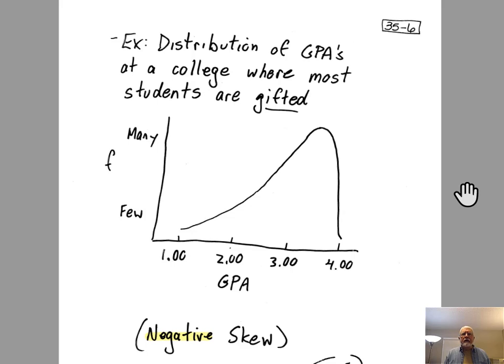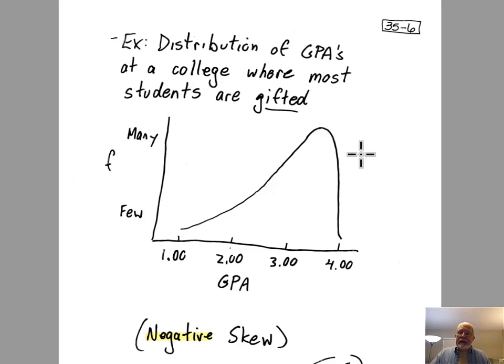You assess the grade point averages. You plotted the frequencies of the grade point averages. This is what you got. Distribution of grade point averages where most people are gifted. If they're gifted, if they have high levels of academic ability, most of them should have relatively high grade point averages, 3.5, 3.7, 4.0. Notice their scores are bunched together here where the higher scores are up here.